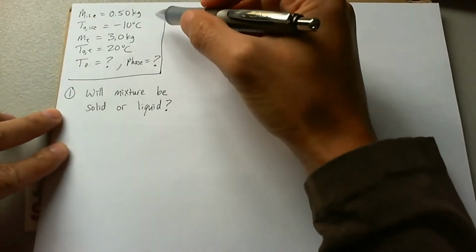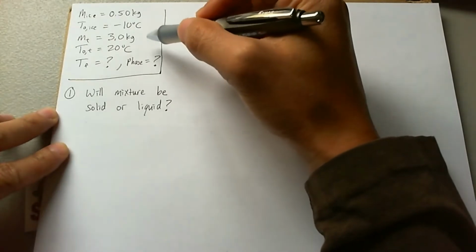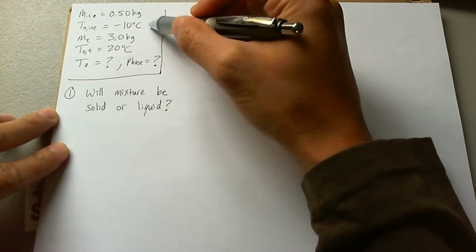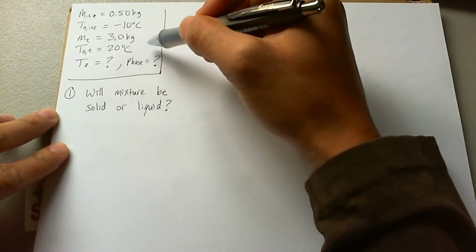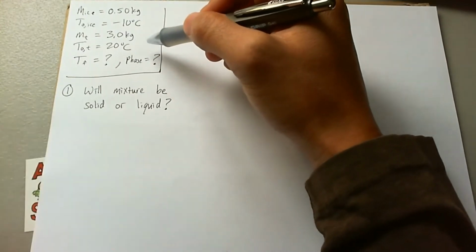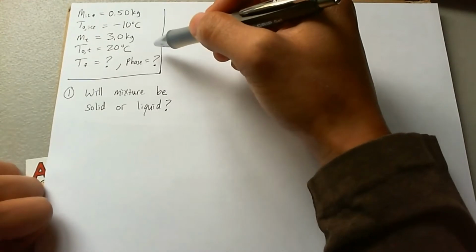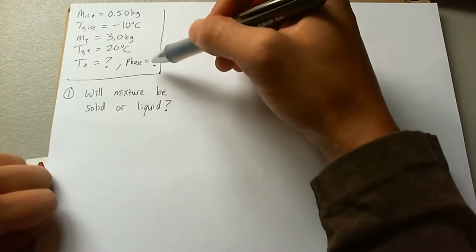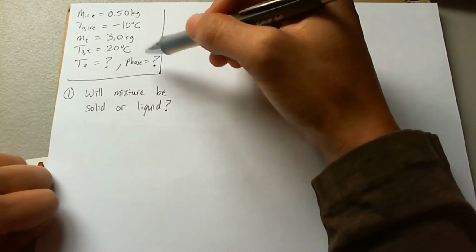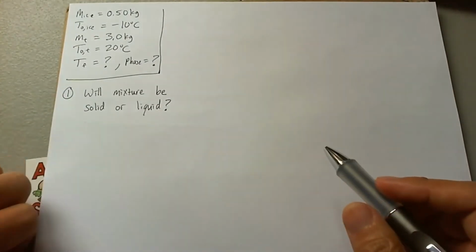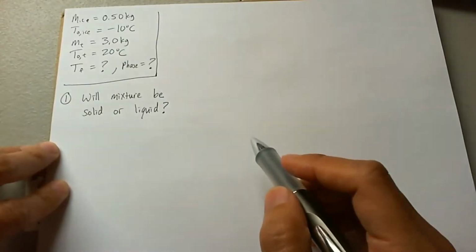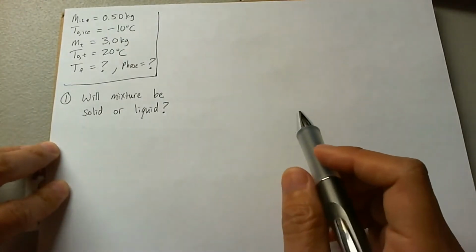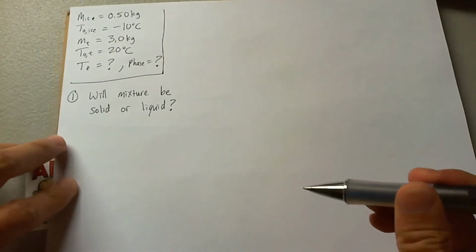What we're given is the mass of the ice, mass of the tea, the initial temperature of the ice, and the initial temperature of the tea. So we're basically making iced tea. Now, in thermodynamic equilibrium, they're all going to be one particular phase and one particular temperature. We need to figure out what both of those are. So the first thing is to find out, will the mixture be a solid or a liquid? In order to find that out, we're going to do this first.